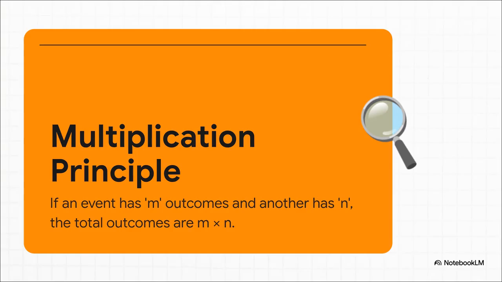So here's the official definition. It sounds a little formal, I know, but it's exactly what we just did with the clothes. Picking the pants was our first event, which could happen in m ways, that was 3. Picking the shirt was the second event with n ways, that was 2. The total number of outfits is just m times n. This principle is basically our superpower for everything we're about to do.